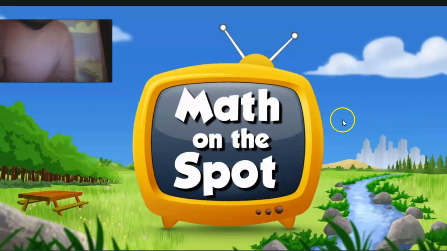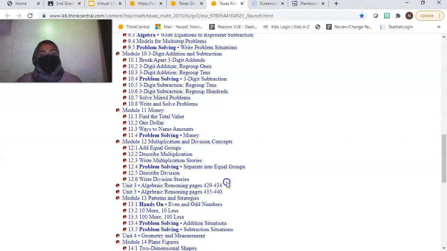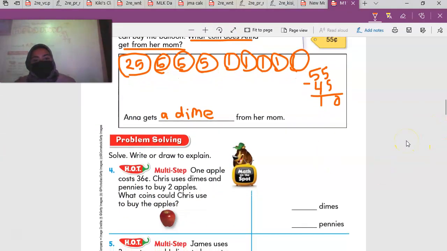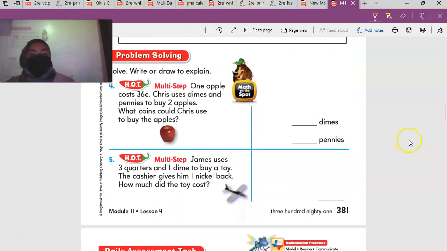All right, let's move on. 1 apple costs 36 cents. Chris uses dimes and pennies to buy 2 apples. What coins could Chris use to buy the apples? 1 apple costs how much? 36 cents. How many apples does he want to buy? He wants to buy 2. So how much is that going to cost him?